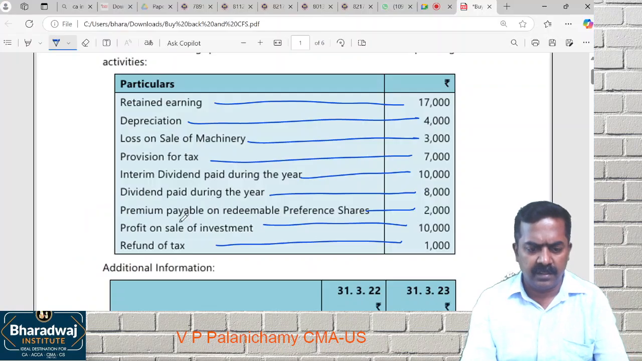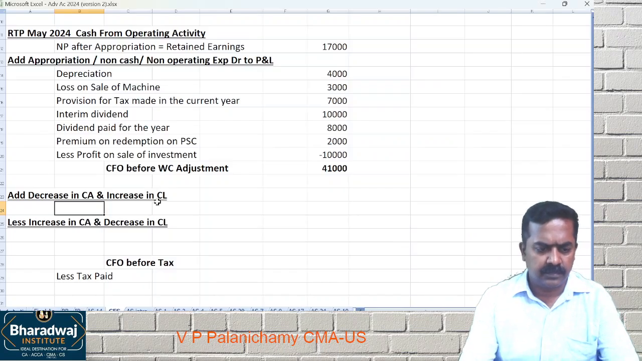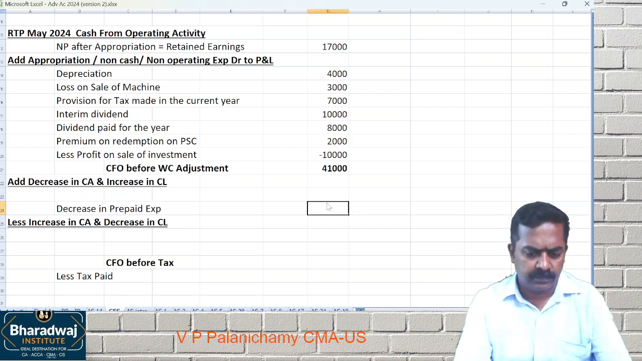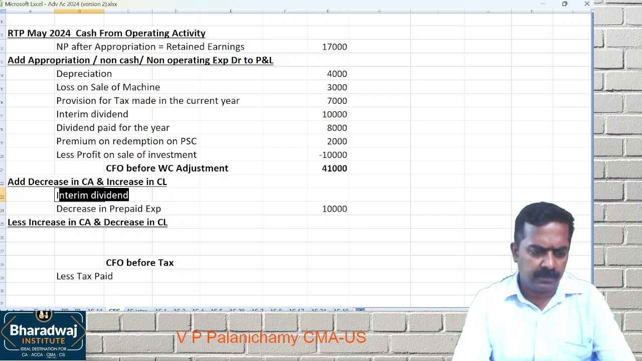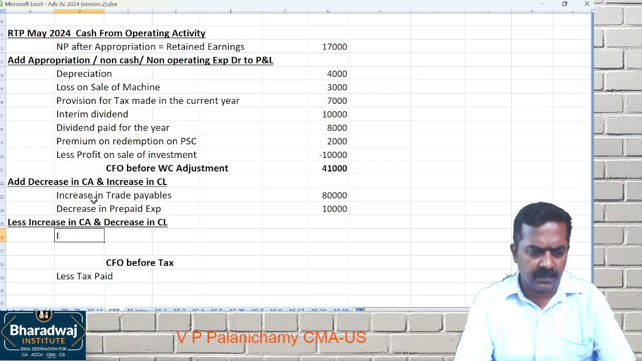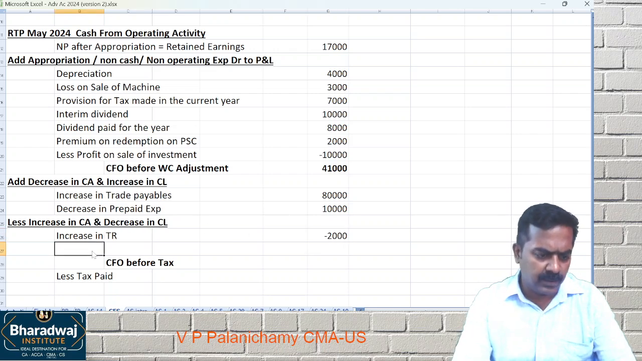Anything that comes in the first category? Decrease in current assets. How much? Then increase in, less increase in current asset. How much? 2,000. Then outstanding. Decrease in outstanding expenses. 400.